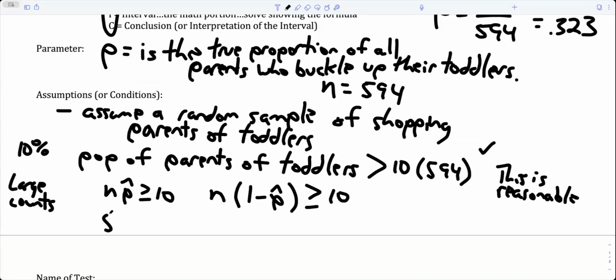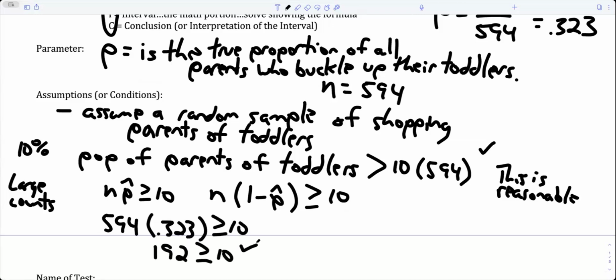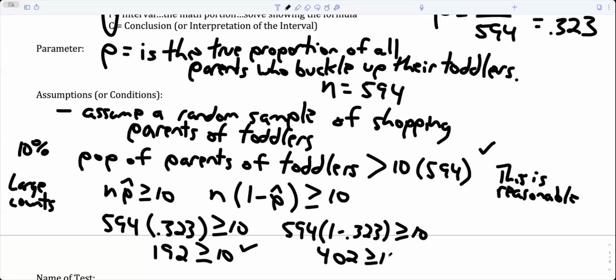So I've got 594 times p hat, which was 0.323, greater than or equal to 10. And we found that was 192. And so that works. And then over here, we've got 594 times 1 minus 0.323 must be greater than or equal to 10. Let's see, 594 minus 192, that's 402. It's obviously greater than 10 also.